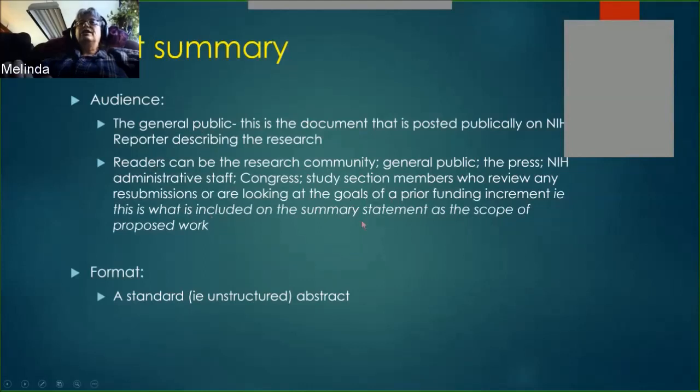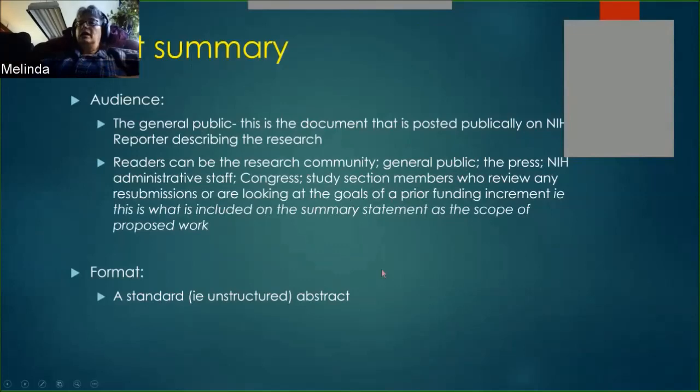And it's included, and also for a K award, those aren't renewable, but if you have an R award that's renewable, the project summary is what the study section is going to judge you on in relationship to whether you did the aims of the prior project. Now, the format of this is a standard unstructured abstract. So it's basically about the length of an abstract.